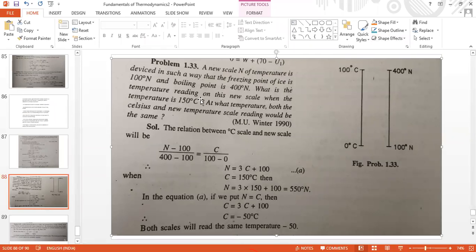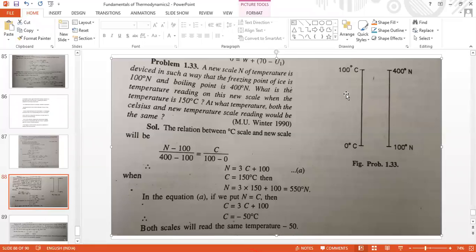In that way, what would be the actual 150 degrees centigrade on this new scale? Here it means 100 degrees new scale, 400 degrees new scale. Actual 0 degrees centigrade is shown by 100 on the new scale, and actual 100 degrees centigrade is shown on the new scale as 400. What would be the reading on the new scale for an actual temperature of 150 degrees centigrade? See, this is a simple mathematical problem. How it is done, you see.